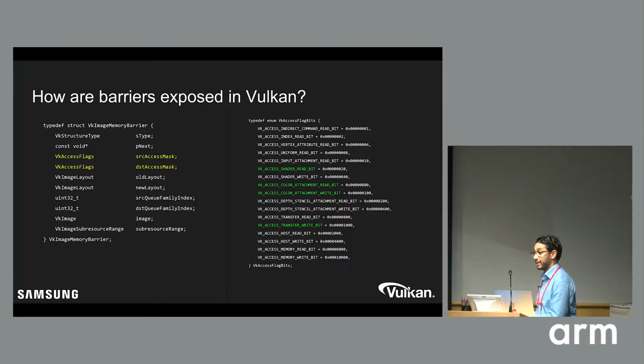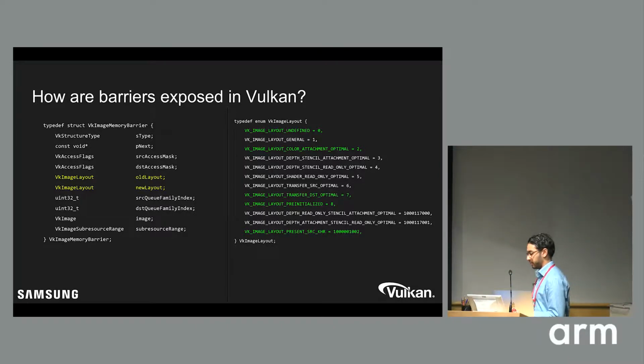Shader reads is basically reading data from the shader, vertex or fragment or whatever. Color attachment reads and color attachment writes are reading data from the framebuffer or writing to it, and transfer write is when you copy data to an image, which is what I'll describe shortly.